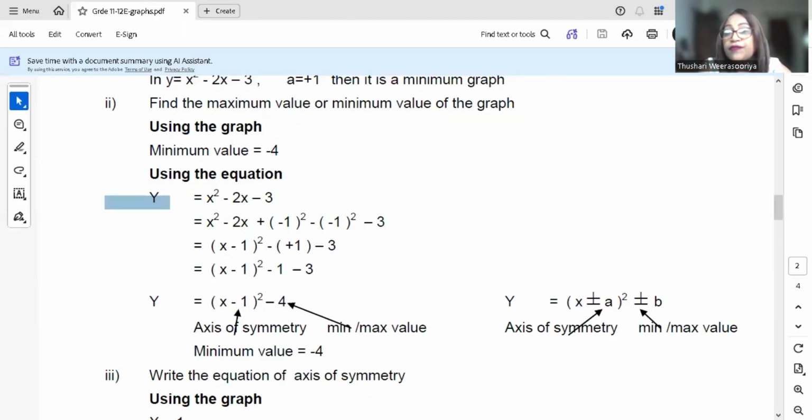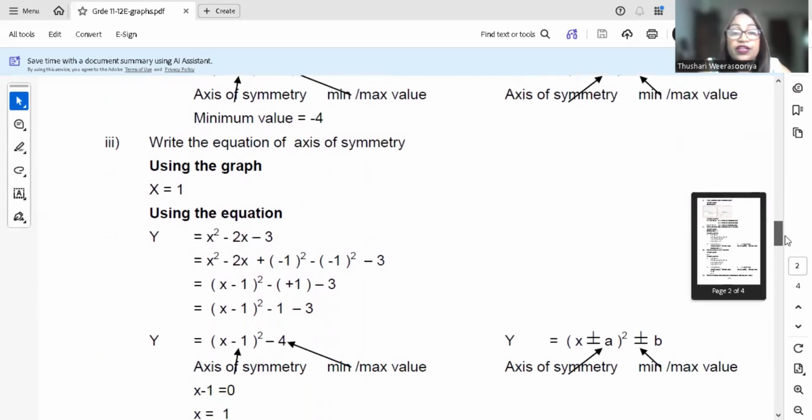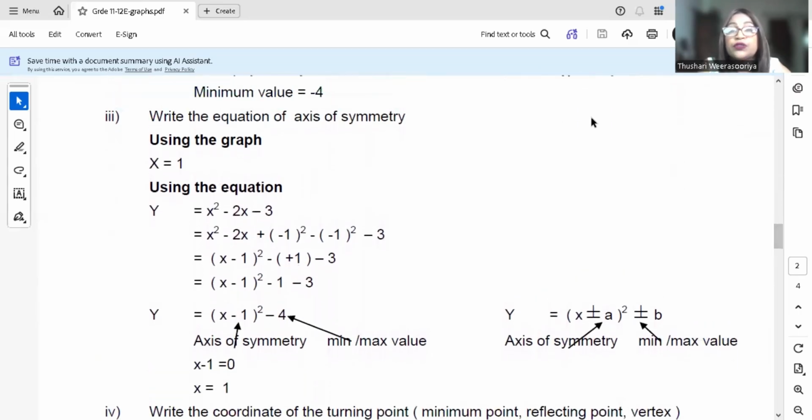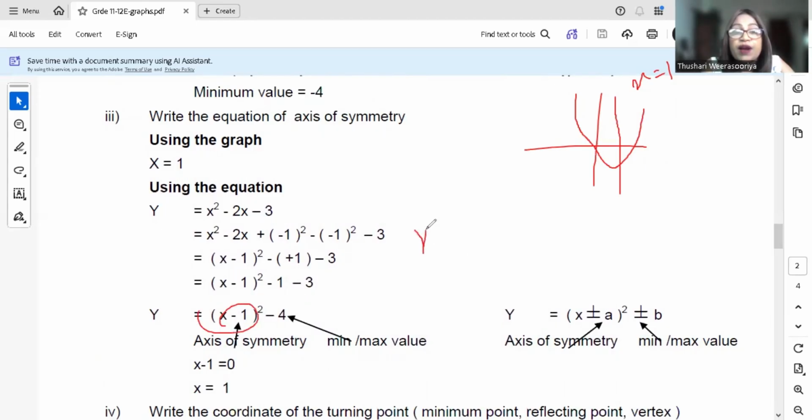By looking at the graph, you can get the axis of symmetry. Using the graph, how do we find the axis of symmetry? The graph is here. It goes like this. Then this is the axis of symmetry, x equals 1. That is the name of the line. By using the equation, how do you get it? From this you get the axis of symmetry. You make x minus 1 equals 0. Then x equals 1. That's how you find the axis of symmetry.